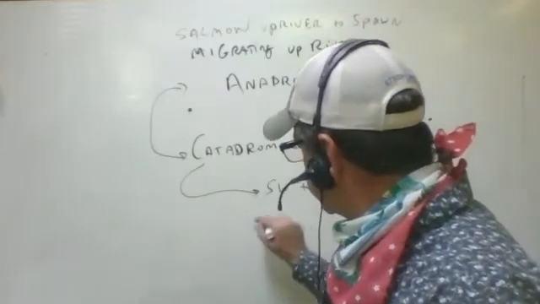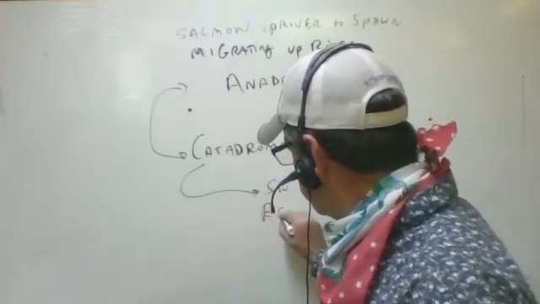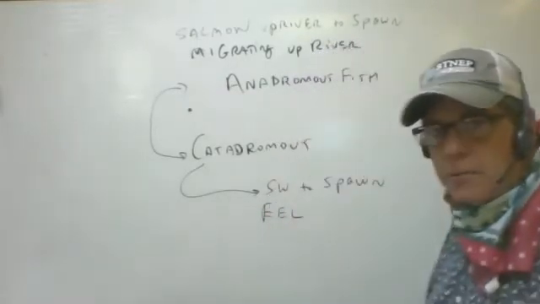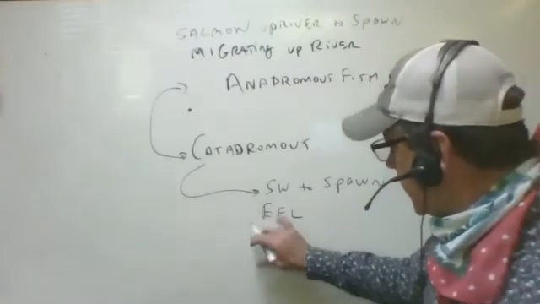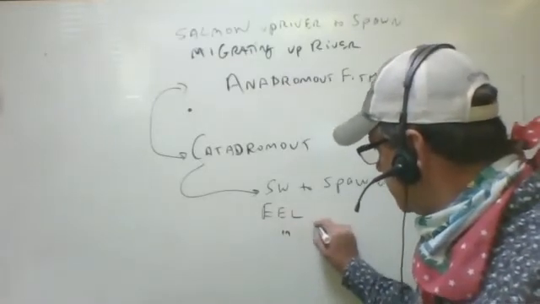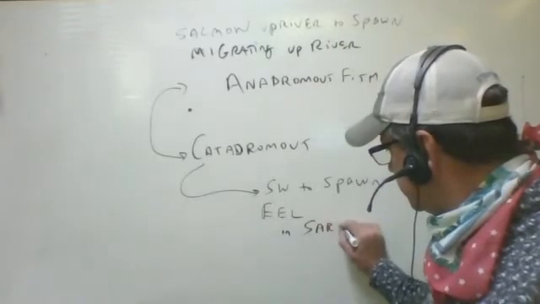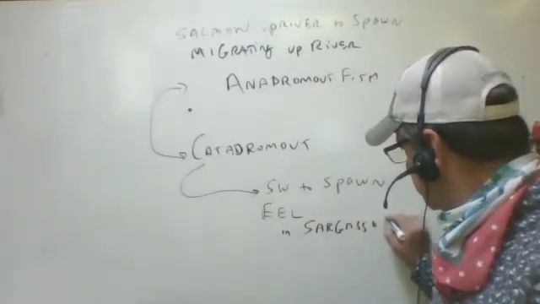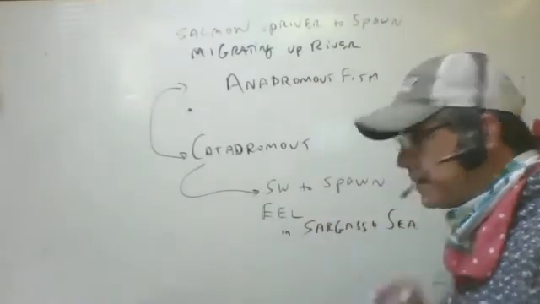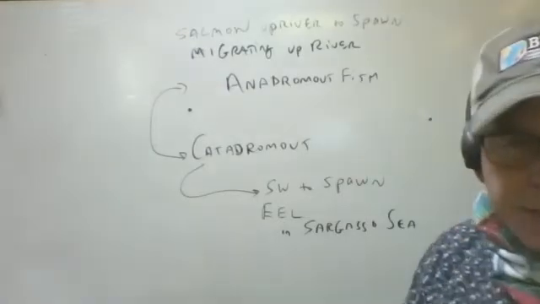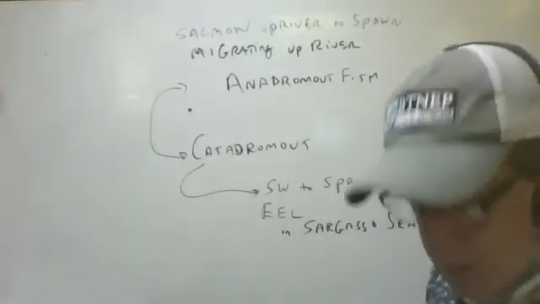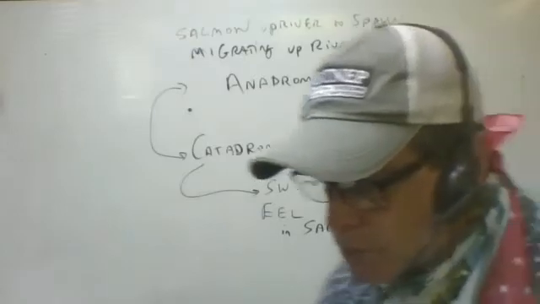An example of this is the eel, the American eel. They go spawn in the Sargasso Sea. Michael Claymont, do you know where the Sargasso Sea is? You've got to unmute. No, sir.